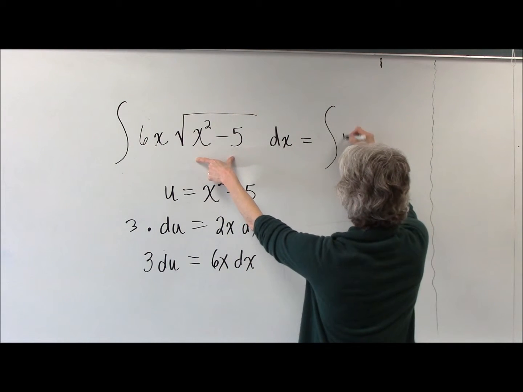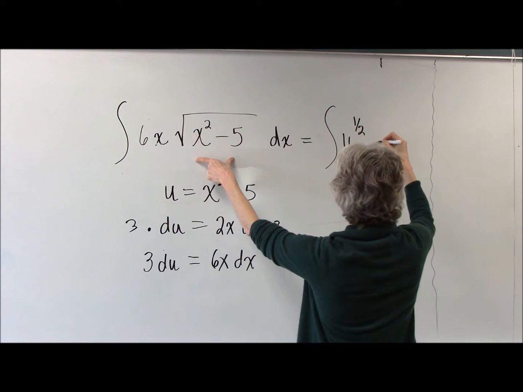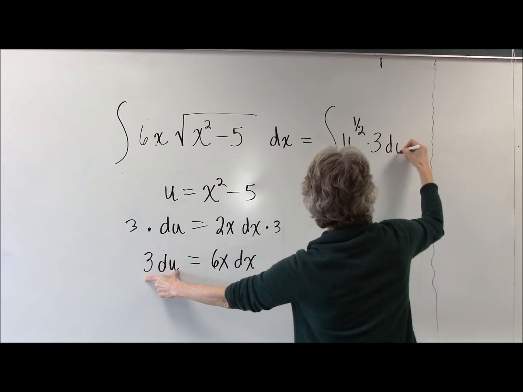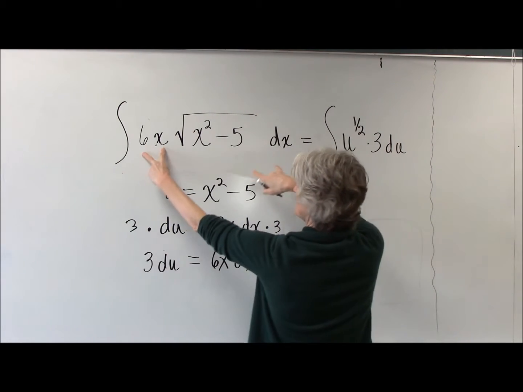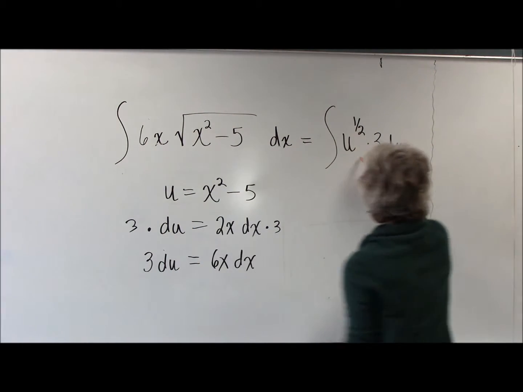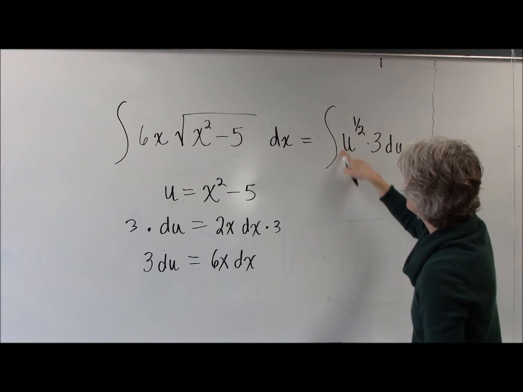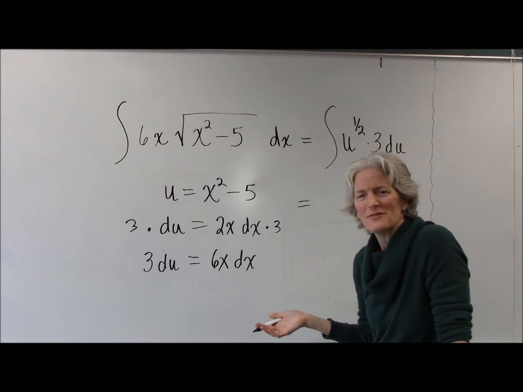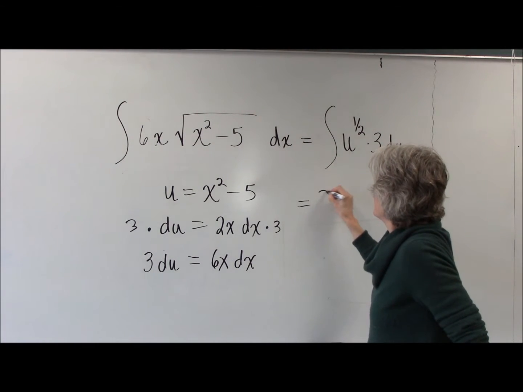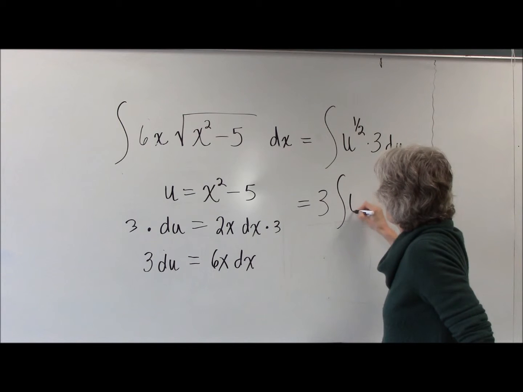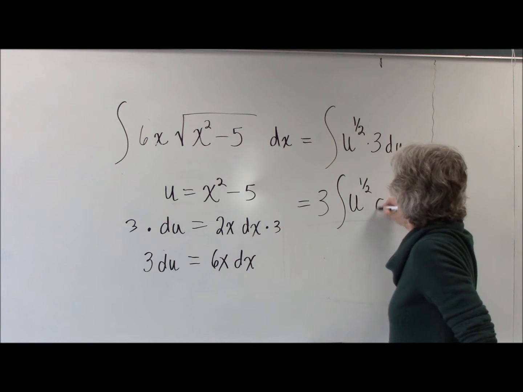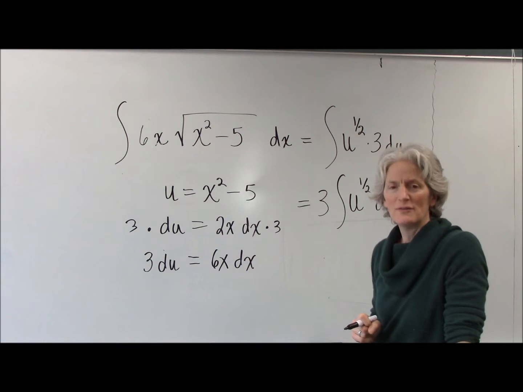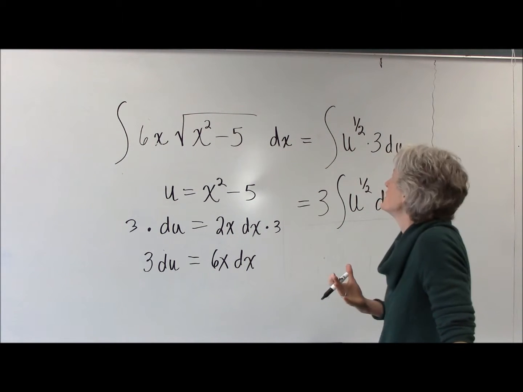So I have my u to the 1/2, okay? And now my 3 du is going to have to take the place of that 6x dx. Now that's a little awkward. I could put the 3 in front of the u, or you can really think, hey, that 3 is a constant, right? You could factor constants out of an integral symbol and put them back in later, because it's just a constant multiplier times the changing function. Exactly, so it's a coefficient, really.